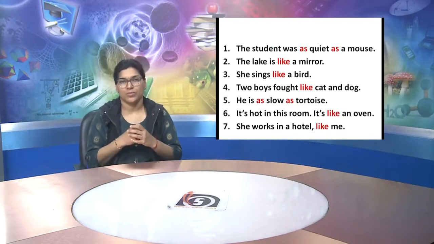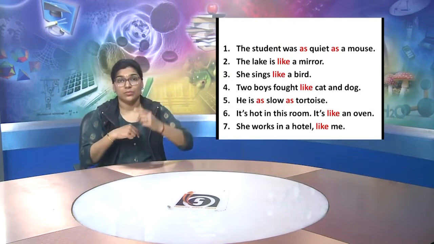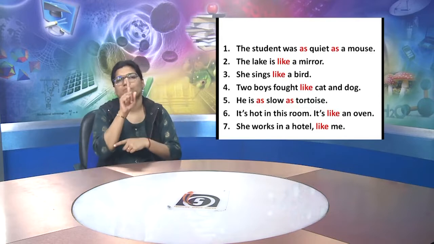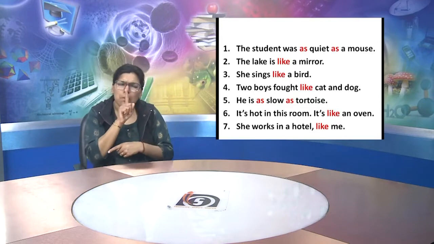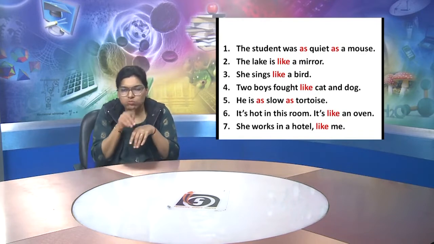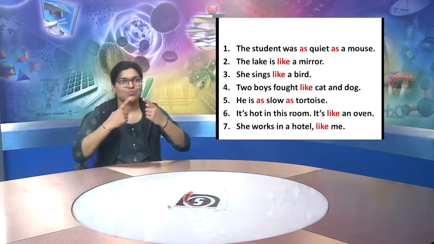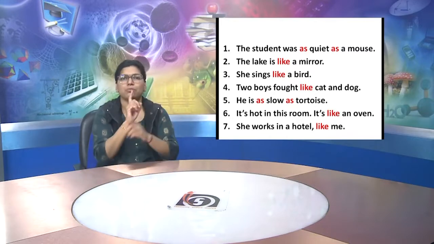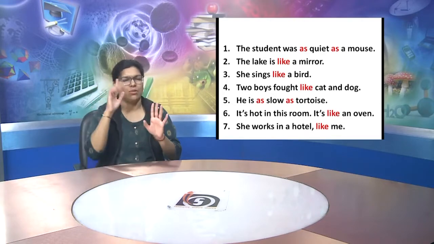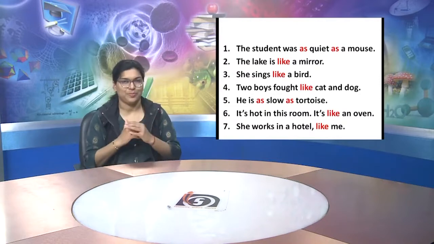Now the first example, we can see the colored words. Let me tell you the meaning of quiet. Quiet has this sign, and the second word is mouse. We all know the mouse has this sign. Now we are comparing two things, quiet and mouse. The sentence is, the student was as quiet as a mouse. So we are comparing these two things. So don't misunderstand. We should learn these tricks.